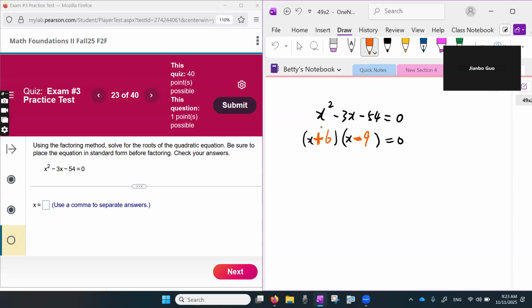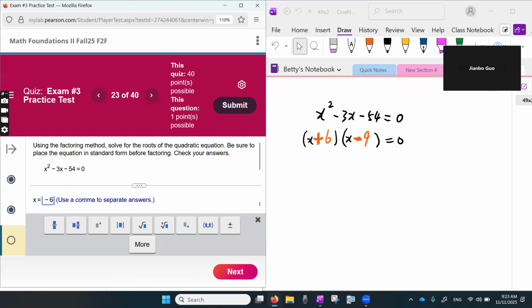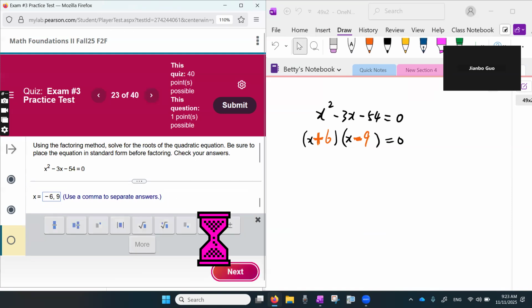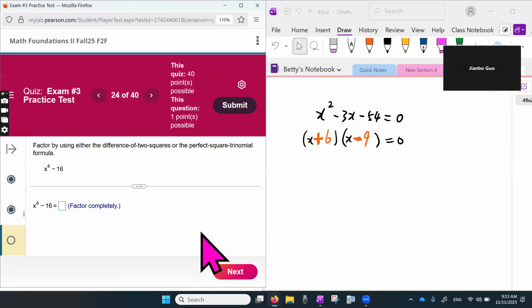And what are the opposites of the two numbers in red? Negative 6 and positive 9. Negative 6, comma. It says use a comma to separate answers. Comma, positive 9. So those two numbers are the two solutions. Very straightforward. Question number 24.